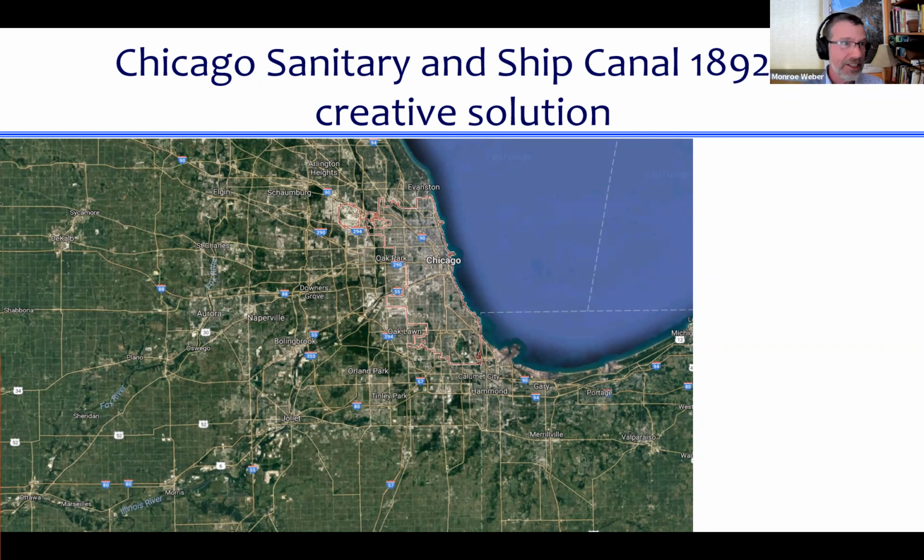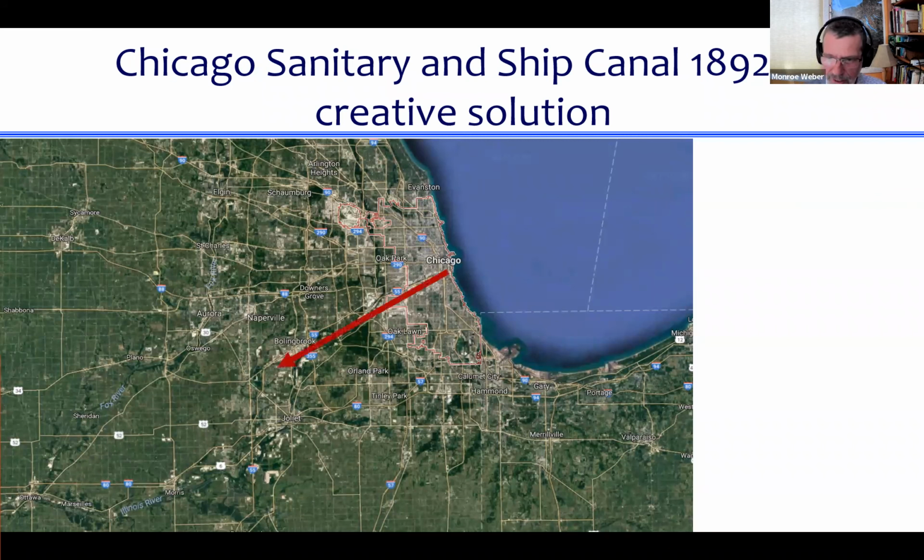And I love this solution. You know what the engineers in Chicago figured out? They looked at this problem and they're like, okay, the problem is that our sewage is ending up in the lake, and that's our drinking water. So if the sewage didn't end up in the lake, that would solve our problem. How could we make this so that the sewage doesn't end up in our lake?